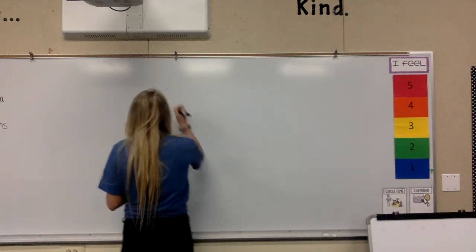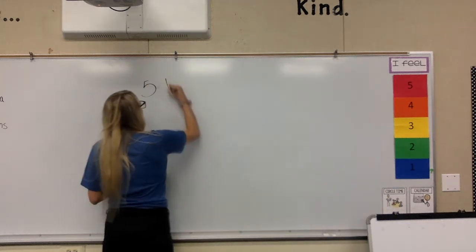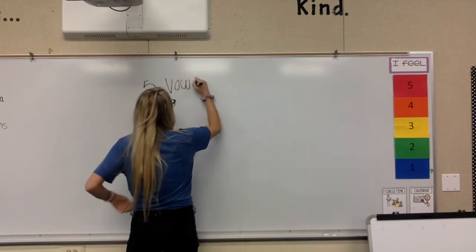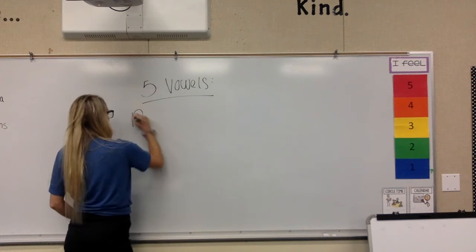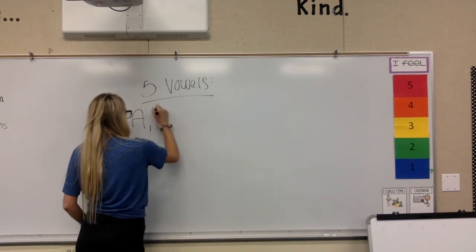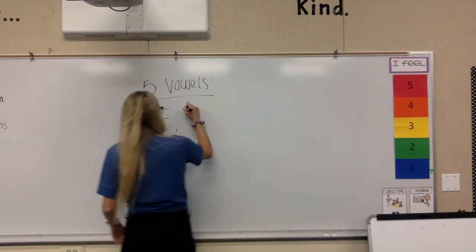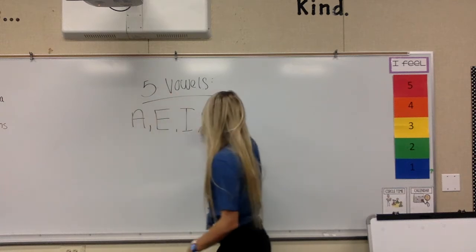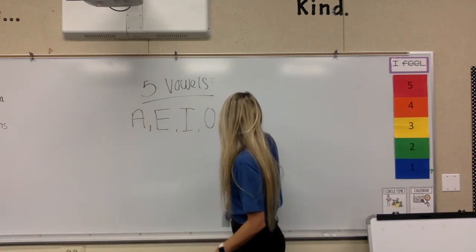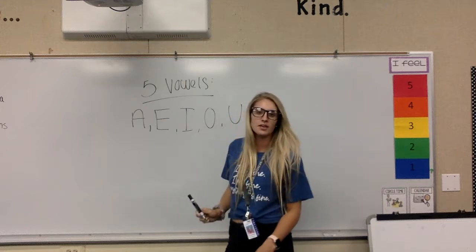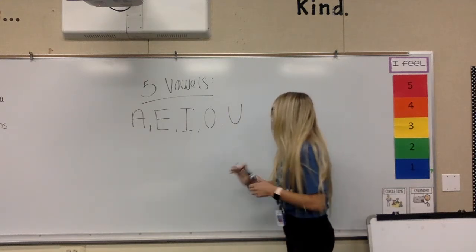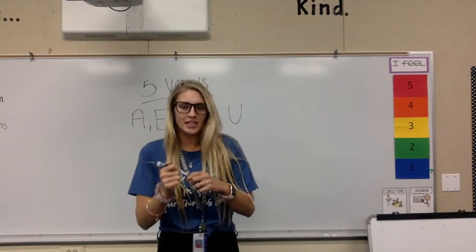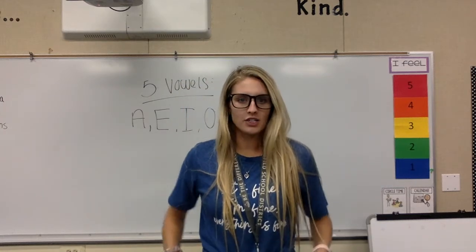Perfect. So our 5 vowels are, we have A, E, I, O, and U. Let's count to make sure there's 5. 1, 2, 3, 4, 5. Awesome job. Thank you so much.